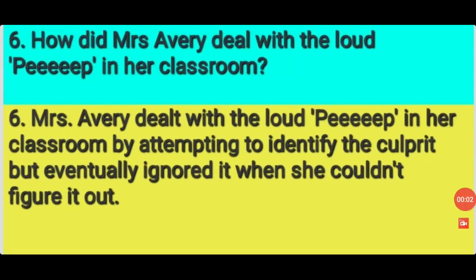Question number 6. How did Mrs. Avery deal with the loud peep in the classroom? Answer. Mrs. Avery dealt with the loud peep in her classroom by attempting to identify the culprit but eventually ignored it when she couldn't figure it out.